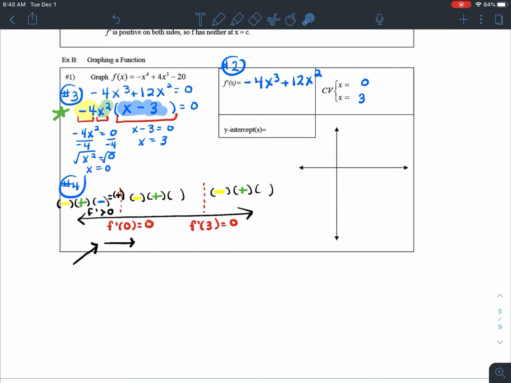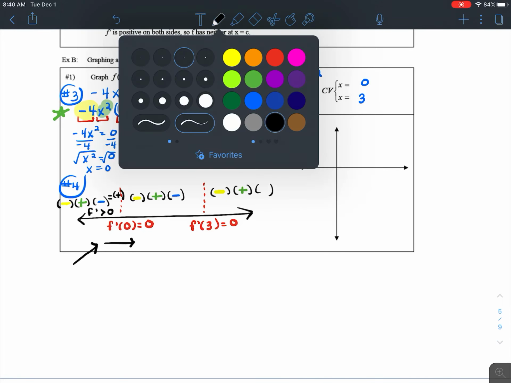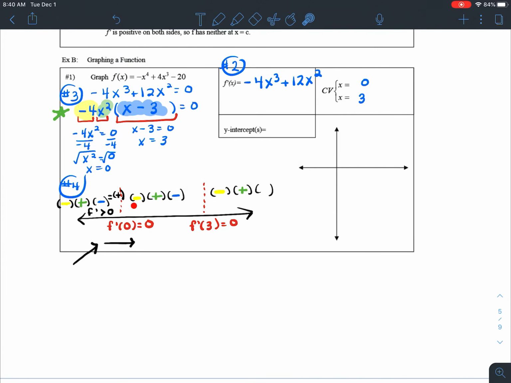Okay, now I'm going to come to the middle interval. I need to pick a number between 0 and 3. Okay, so I'm going to choose the number +1. I'm going to plug +1 into my blue factor here. +1 minus 3, that would be a negative. So I'm going to have a negative here. Now, if I take a negative times a positive times a negative, that's going to come back as a positive. So now I'm going up again on the other side. I'm flat here.